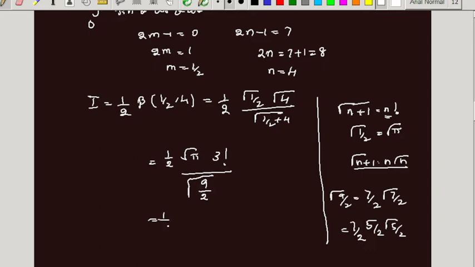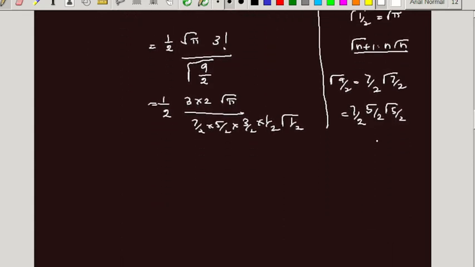So here we get 1 by 2, 3 factorial is nothing but 3 into 2 into square root of pi, dividing by 7 by 2 into 5 by 2 into 3 by 2 into 1 by 2 into gamma 1 by 2 we get. So here I will write one term. Gamma 3 by 2 can be written as gamma 1 by 2 plus 1. So we can write it, n is nothing but 1 by 2, gamma n is 1 by 2. So here we are getting this one.